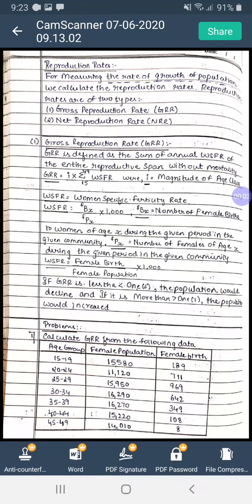Good morning, everyone. Today in Vital Statistics, the next topic we are going to see is reproduction rate. For reproduction rate, here we will be measuring the rate of growth of a population. Now, how has the population grown? It has grown by reproduction, that is female reproduction, the woman giving birth.